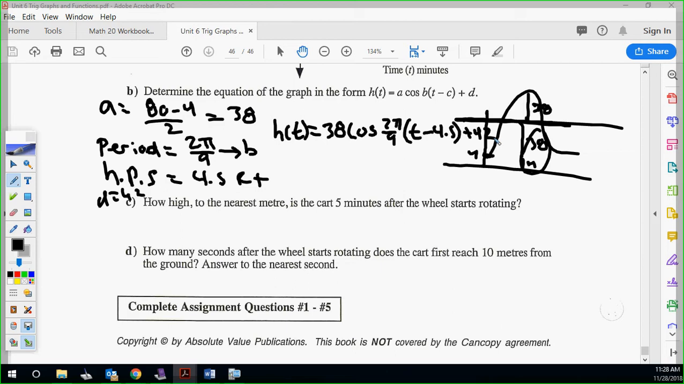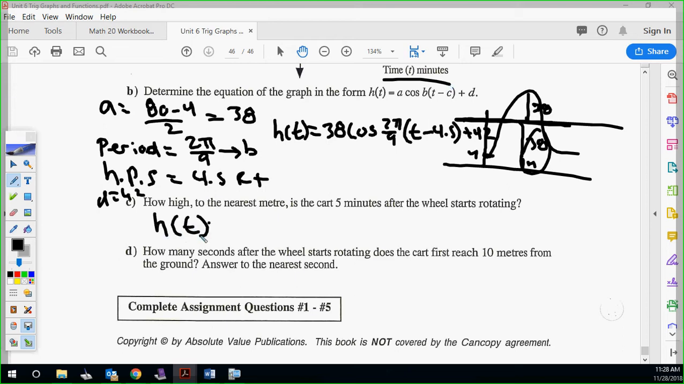C, how high to the nearest meter is the cart at 5 minutes? Is the cart 5 minutes after the wheel starts rotating? So what do we do? I just put 5 in, but I got a really high number for it. It's a little bit interesting because the last question was seconds. This is minutes. So these are in minutes, so you put 5 in. That's correct. I was saying seconds because the tire question was seconds. This one's in minutes. It says right here, time in minutes. So you just plug 5 in, guys. You put 5 in for t and calculate.